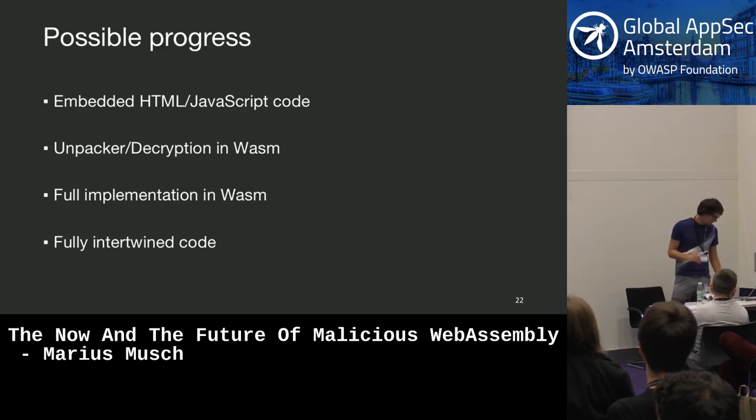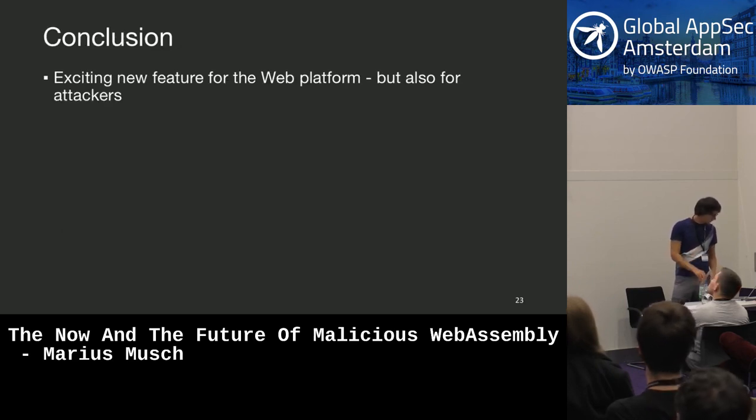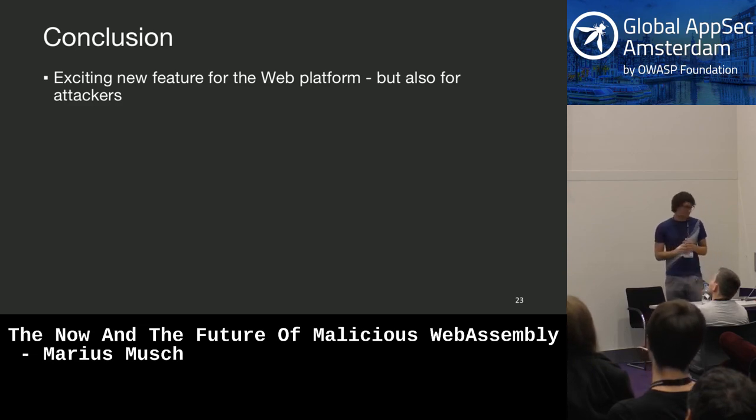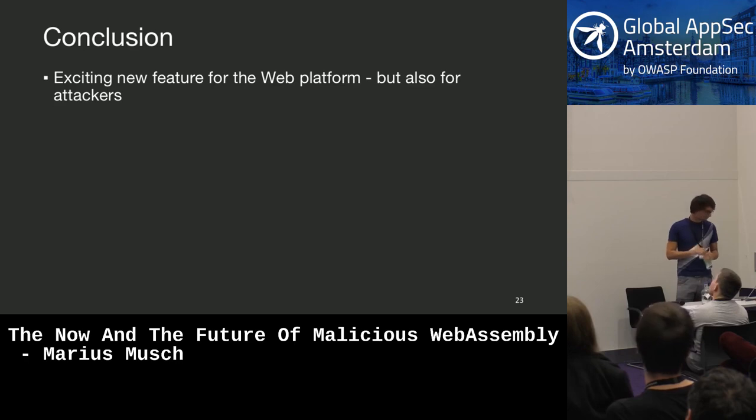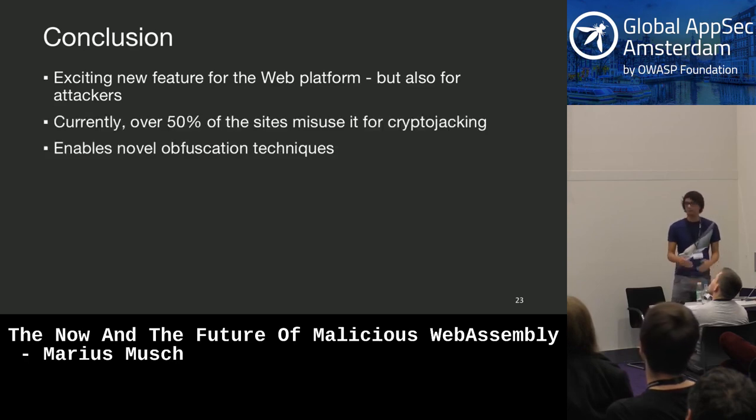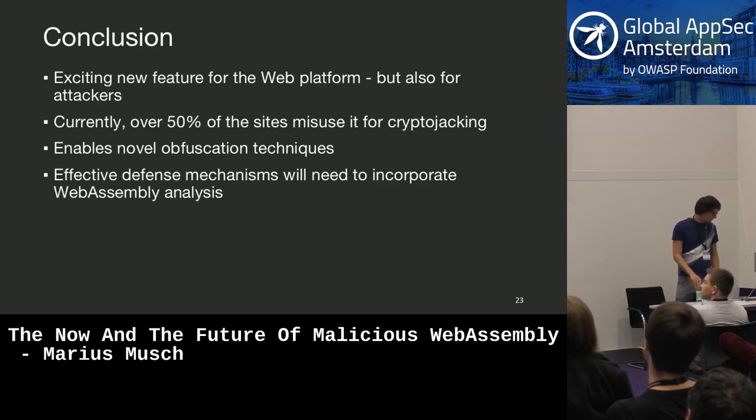Okay. Just some ideas of what we could have. Yeah, that basically brings me already to my conclusion, which is good. So we've seen an exciting new feature for the web platform, but also for attackers. And currently the sites usually use it for crypto mining, sadly. It enables some novel obfuscation techniques because you're now running low-level code. If you ever create a defensive system, then remember WebAssembly is out there. So keep that in mind.